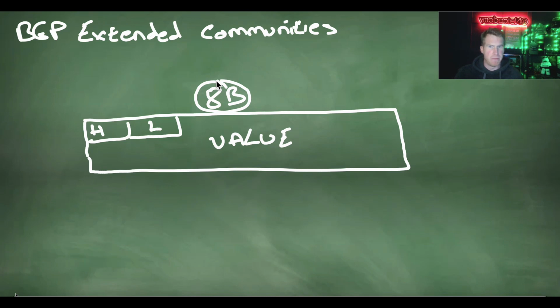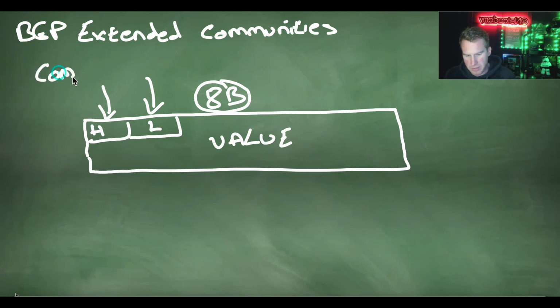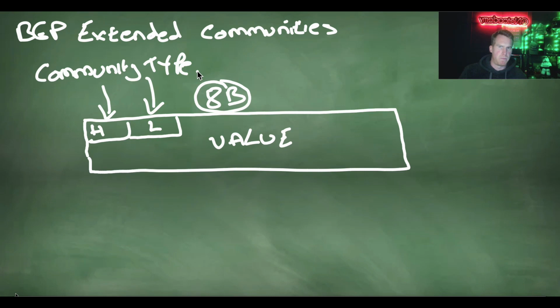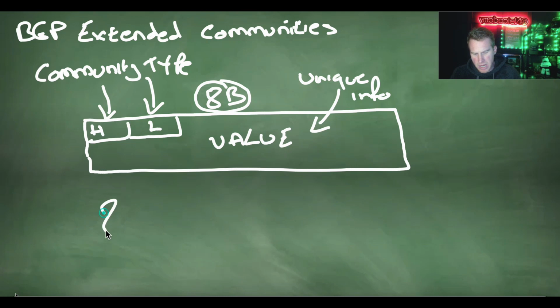And what we have within that header of the community is a high, referring to the H here, and a low, referring to the L there. Now what these actually do is they specify the community. Just generally they specify what is that community type, and the value actually provides unique information contained within that BGP update. But why would you actually need an extended community?